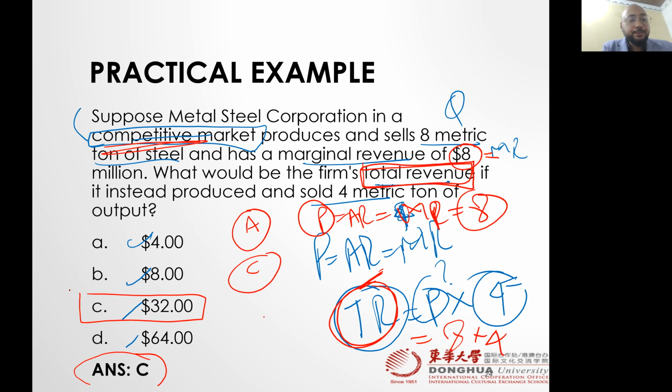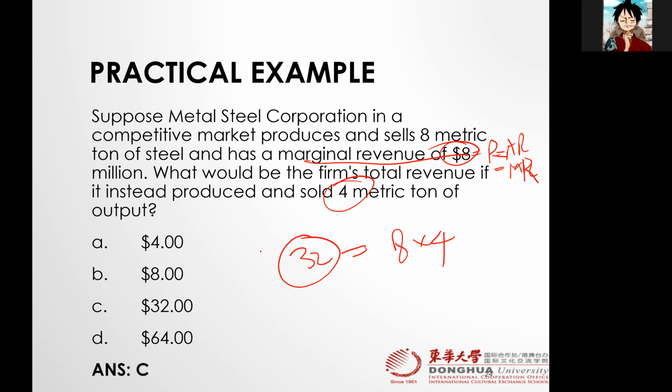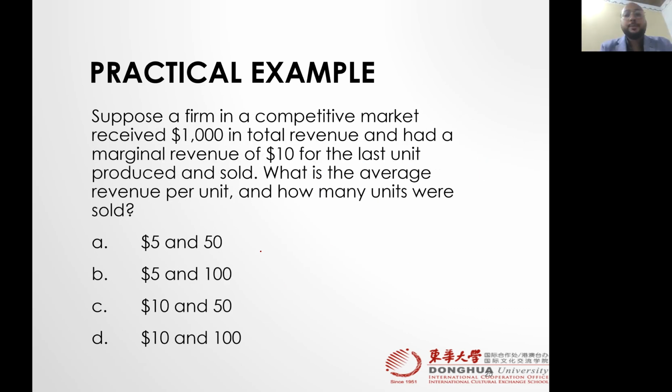So whenever you read the question, find out which market you are talking about, and write down the condition. Competitive market, this is the revenue structure. You have been given the marginal revenue, 8, that must be the price, that must be the AR, average revenue, and that must be the market price. If the quantity sold is 4, 8 multiplied by 4, answer is 32. Right? Let's move on now. I hope this time you have a correct guess.